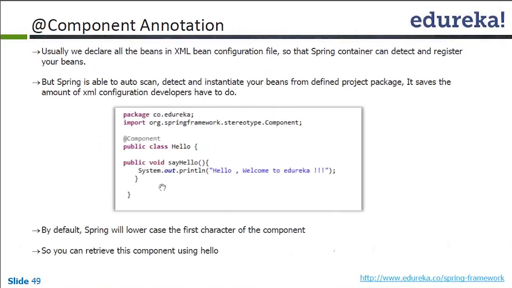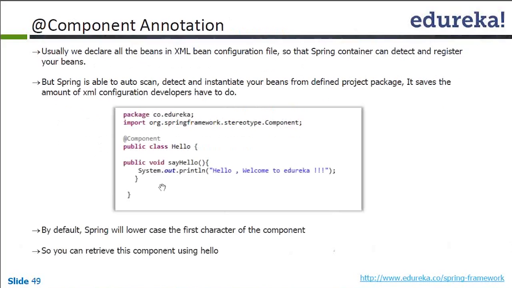Usually we declare all the beans in the XML bean configuration file so that the Spring container can detect and register our beans. What does it mean? We are defining our bean definitions in the XML file. That is the meaning of this line. But Spring is able to auto scan. You need not write any bean definition.